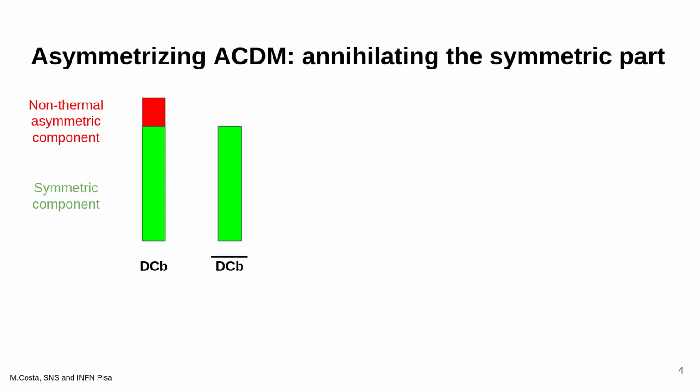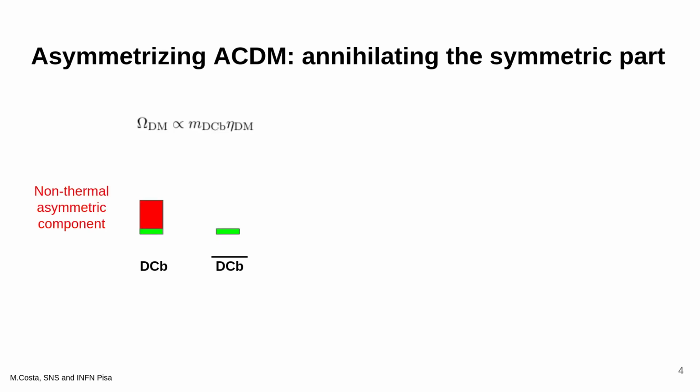If the annihilation cross-section between dark baryon and anti-dark baryon is large enough, then you can completely eliminate this symmetric component. In this limit, the relic abundance will be proportional to the mass of the dark baryon times the asymmetry coefficient, the asymmetry yield eta. Now, how large must the cross-section be?